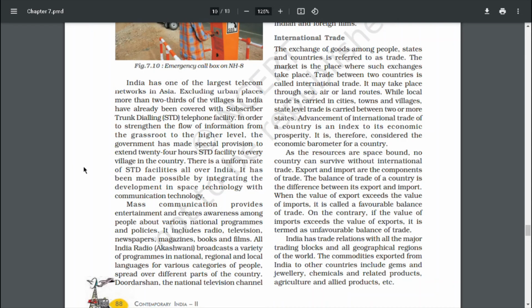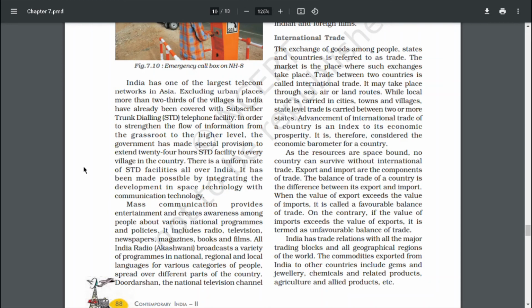Advancement of international trade of a country is an index to its economic prosperity. It is therefore considered the economic barometer for a country. As the resources are space-bound, no country can survive without international trade. Export and import are the components of trade.